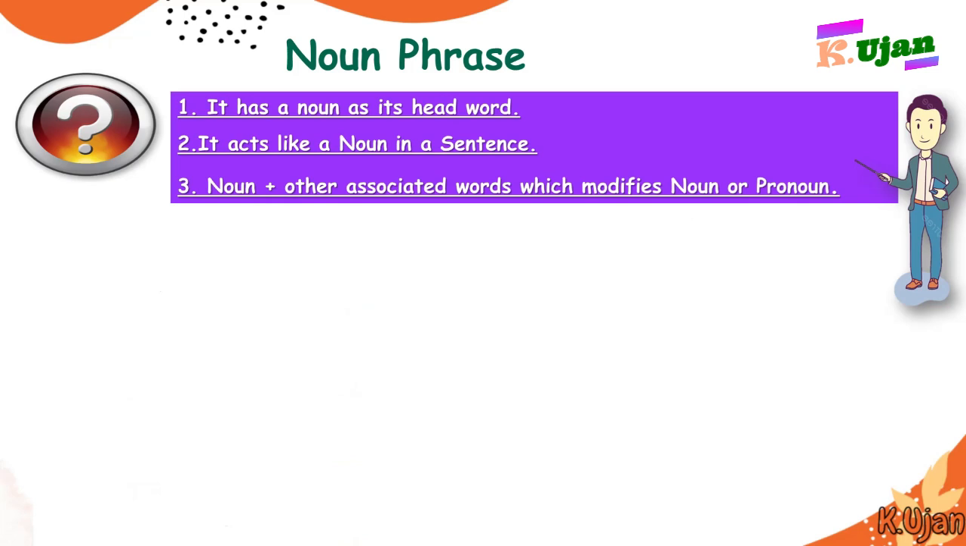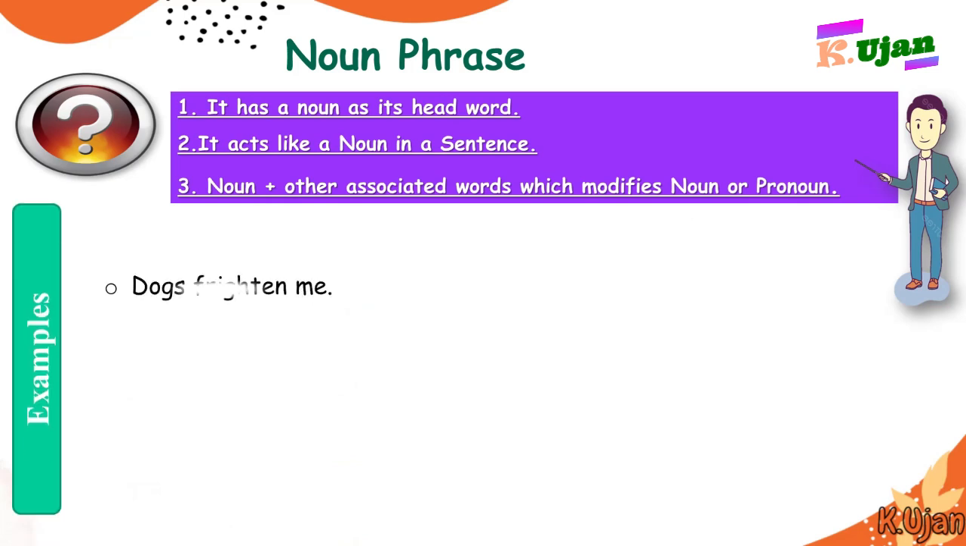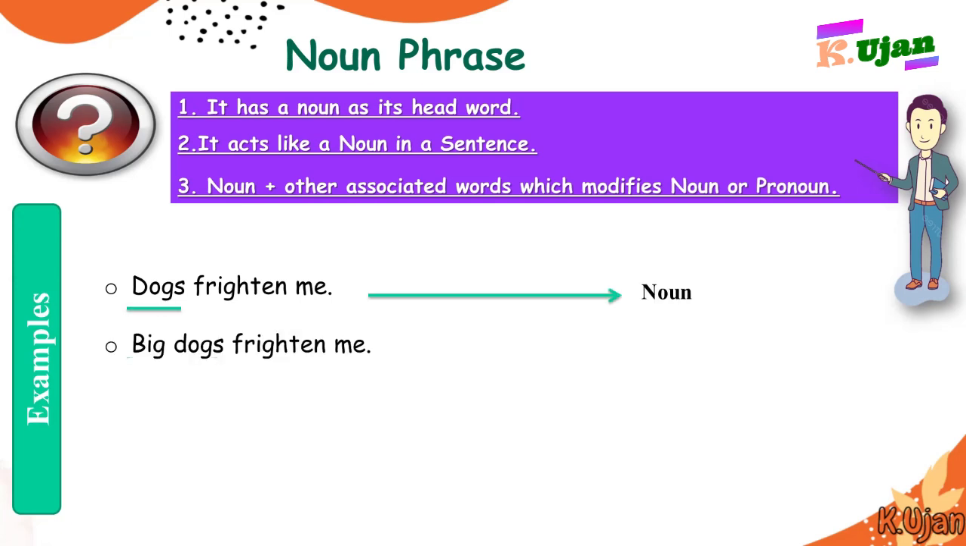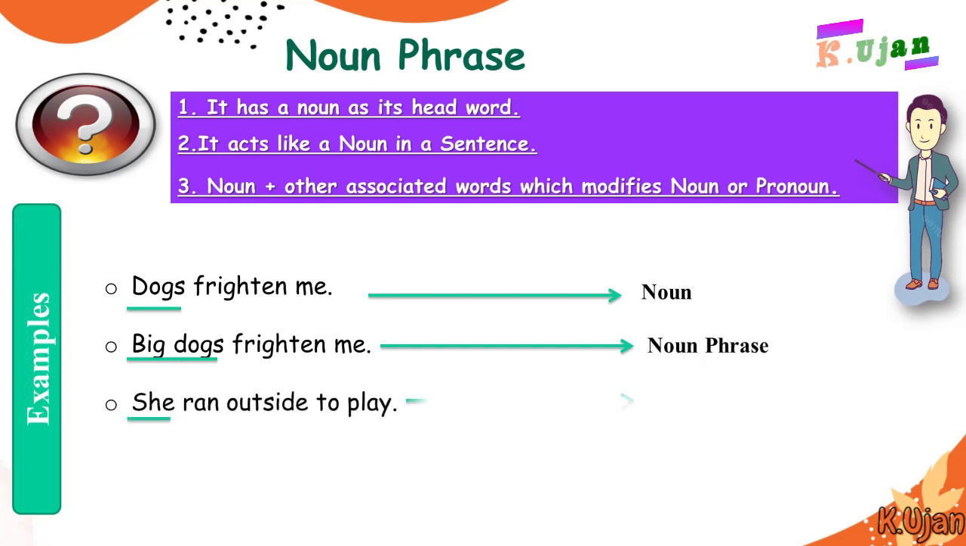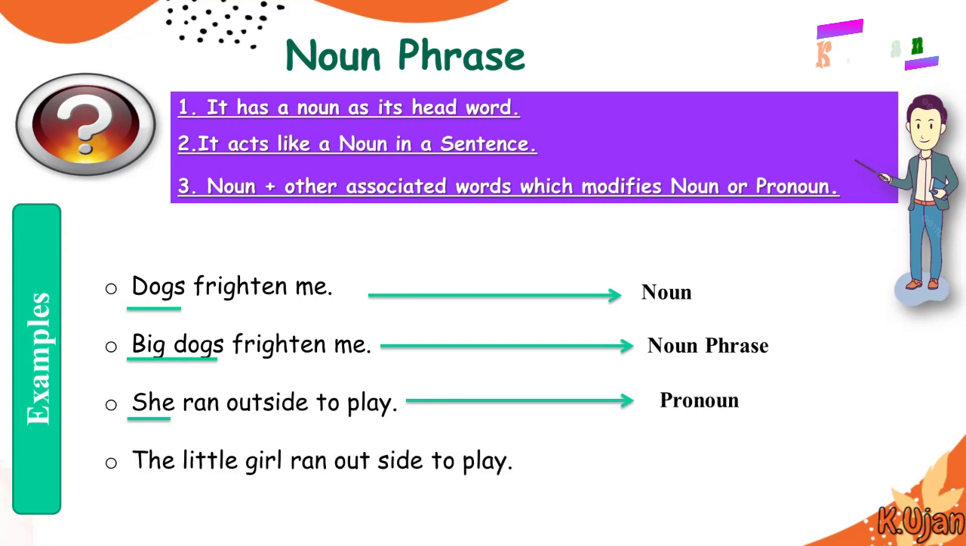A noun phrase is a group of words. It has a noun as head word, plus other associated words which modify a noun or pronoun. For example, dogs frighten me. So dogs is a noun, and big dogs frighten me. So big dogs is a noun phrase. Or for example, she ran outside. So she is a pronoun. And when we say the little girl ran outside to play, the little girl is used instead of she. So we may say this is a noun phrase.